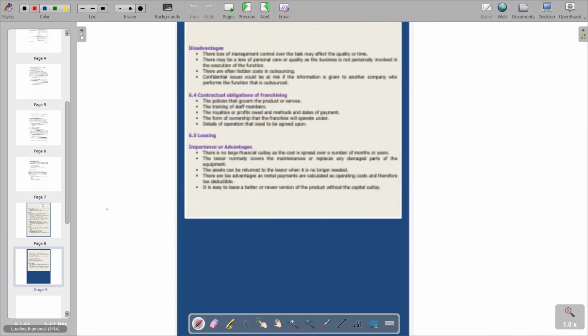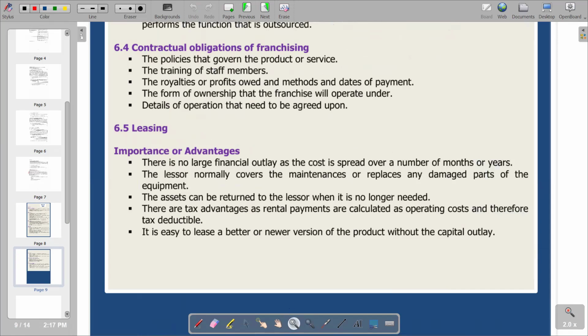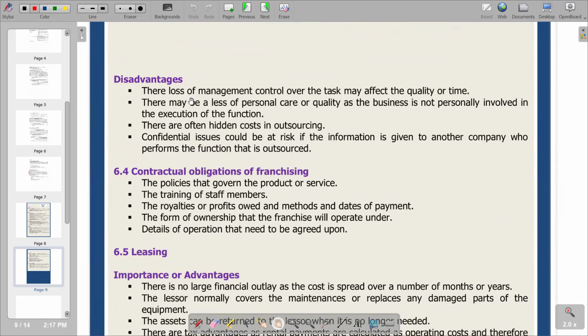So moving on to the next part, whereby we are now looking at disadvantages of outsourcing. On disadvantages of outsourcing, there might be loss of management control over the task, which may affect the quality over time. So we're going to see that as a franchisee, you are going to encounter some problems, which is going to be a disadvantage, whereby the control that we have over the franchise is going to be limited. So it might affect the quality. So that's the first point that we have.